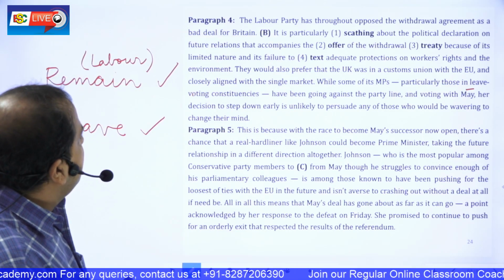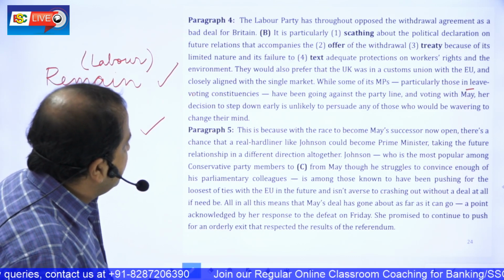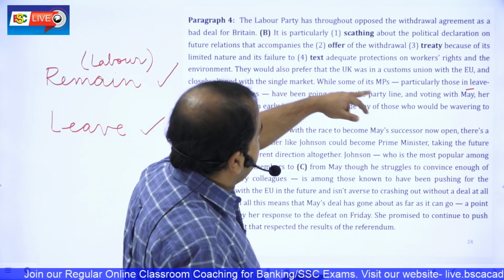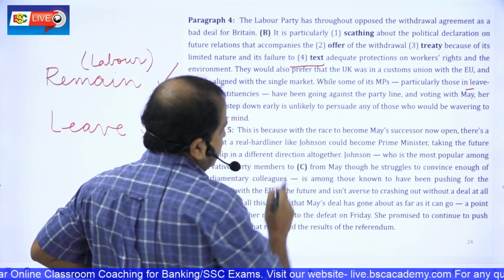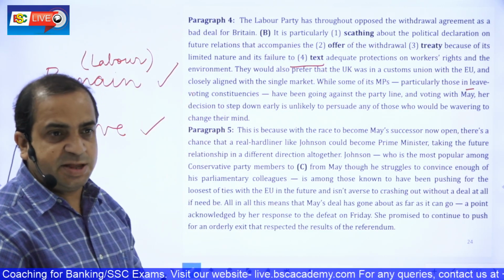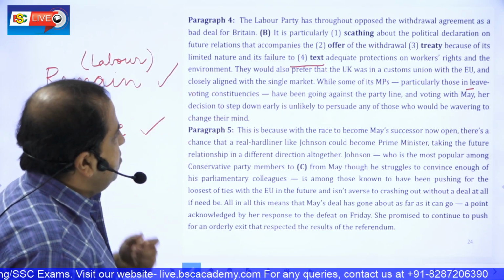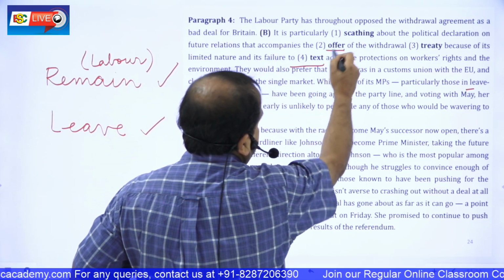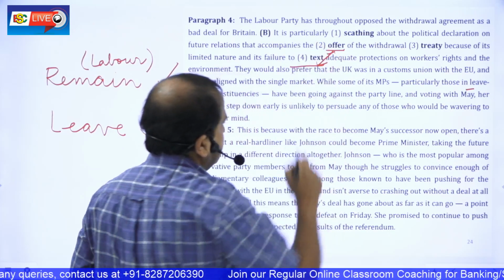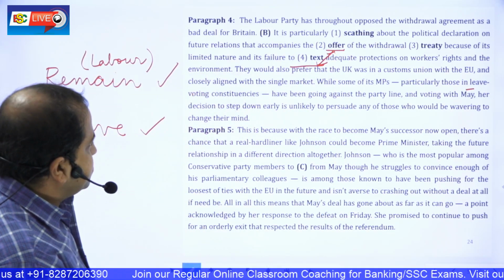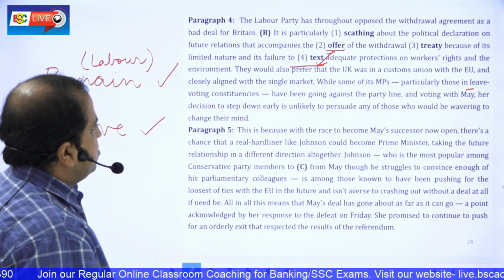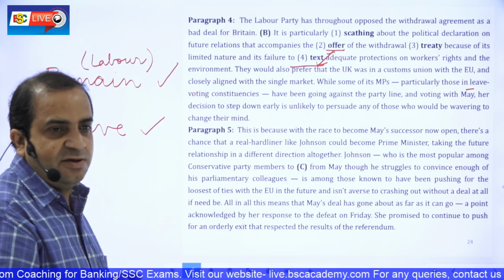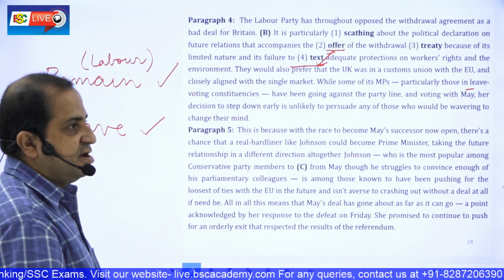This meaning is coming. On future relations that accompanies the offer of the withdrawal treaty because of its limited nature and its failure to text adequate protections. Text? To text someone a message, no. The failure to, now which verb could it be here, what is the other verb, offer. So we interchange these and see whether the meaning comes out. It is particularly scathing about the political declaration in future relations that accompanies the text of the withdrawal treaty. Withdrawal treaty will have a text, the text of the agreement.